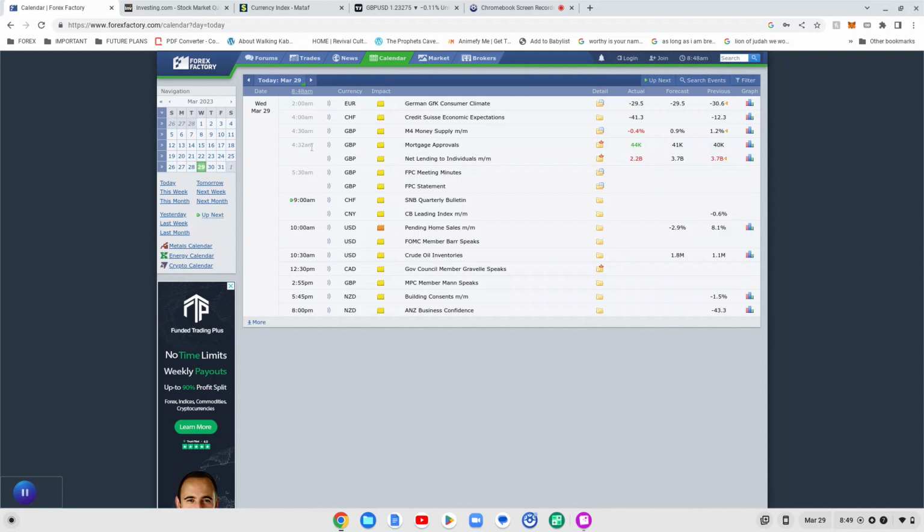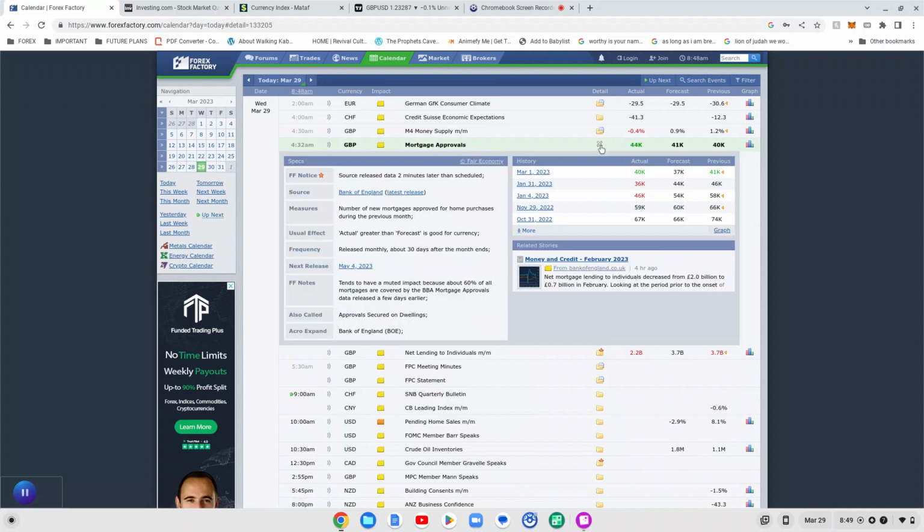So this was at 4:32. The Great British Pound had low impact news concerning mortgage approvals. And this is the information that you could see to get more insight of what happened. It happened 2 minutes later than scheduled. That's good to know. That's why it's that weird time, 4:32. What this news measures, the effect of the news: actual greater than forecast is good for currency.